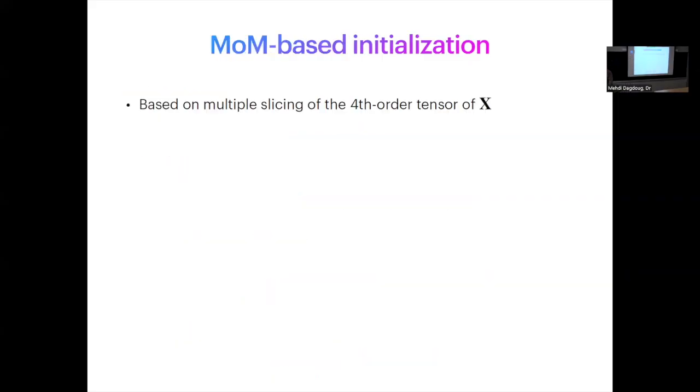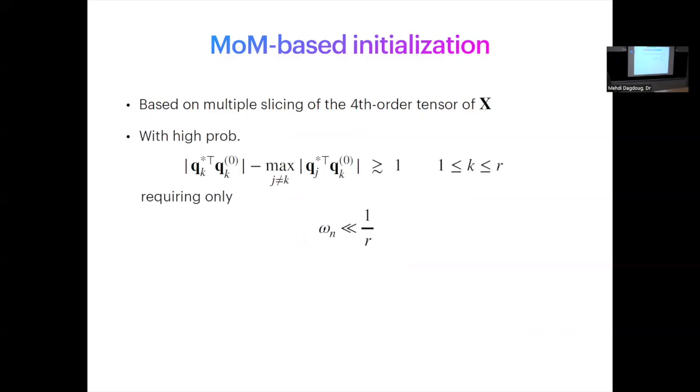For method of moments, I don't have time to talk about this specifically, but the main idea is to use a fourth order tensor, doing multiple slicing, matching the moments, and that can give us the following. We can have the provable required initialization condition satisfied as long as the noise level omega is smaller than 1 over r. Previously, this was r to the 5th or 13th power. So this is a moderate condition. And both of the procedures work.